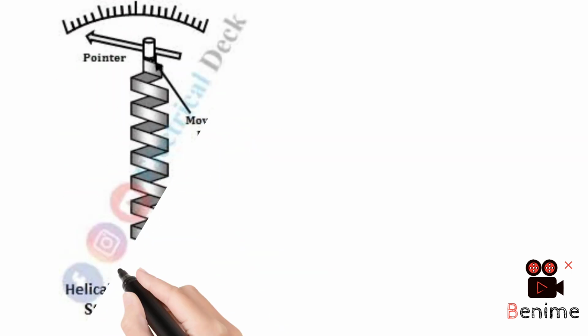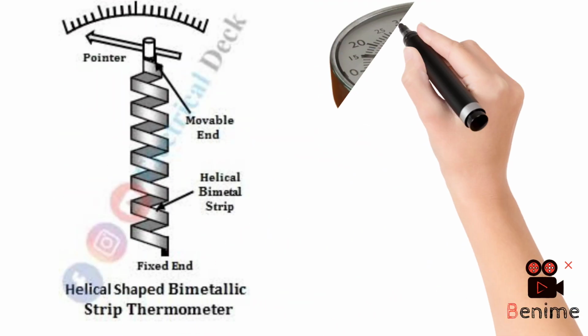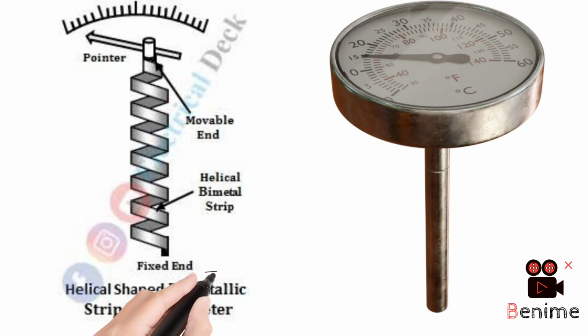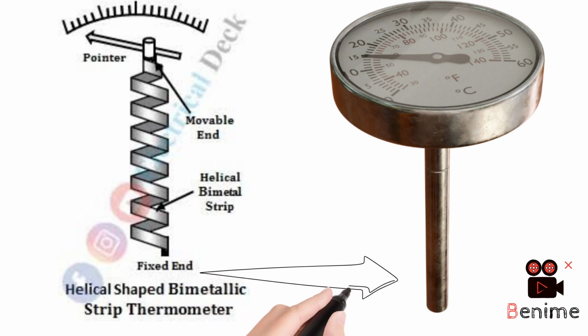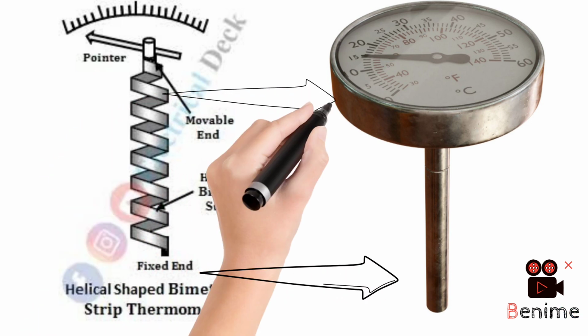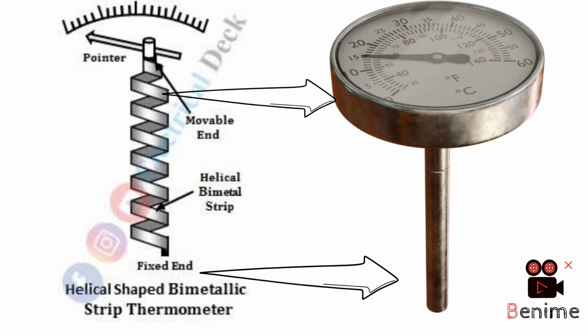Helical wound bimetallic temperature gauge. In this type the bimetallic is wound in the shape of a helix, and the bottom side is fixed in the edge of the tip, and the upper or movable end is fixed to the pointer. So, by using the helical-shaped temperature gauge we can measure the temperature of the material in the pipe.